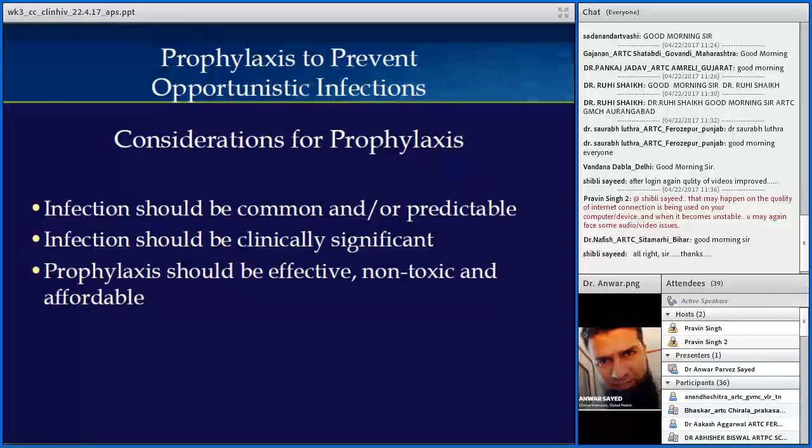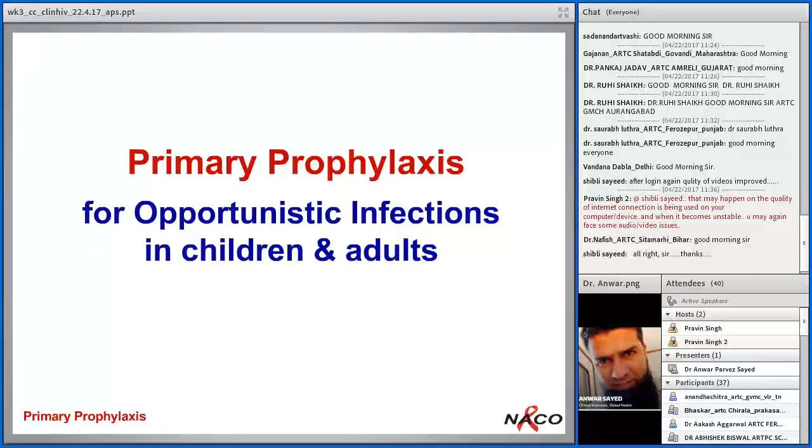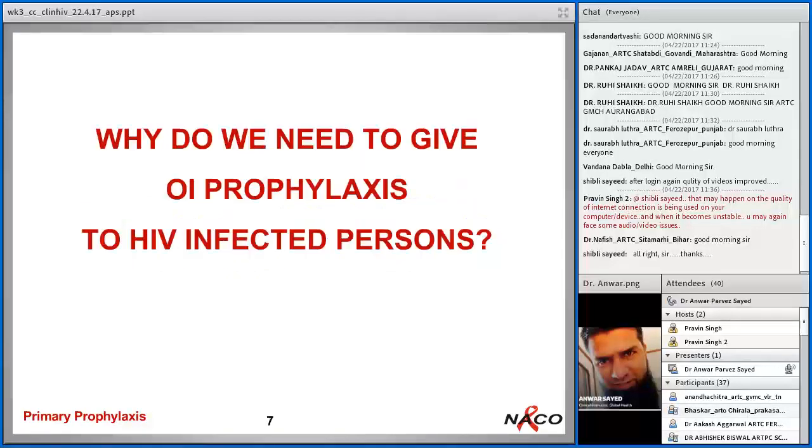If the CD4 is less than 200 in India and also most parts of the world, you will give prophylaxis with Cotrimoxazole. And then infection should be clinically significant. There are many infections which are not clinically significant, for which obviously you will not require any prophylaxis. Prophylaxis should be effective, non-toxic and affordable. All these factors are important to be considered before you start any prophylaxis in any patient. So there are two types of prophylaxis.